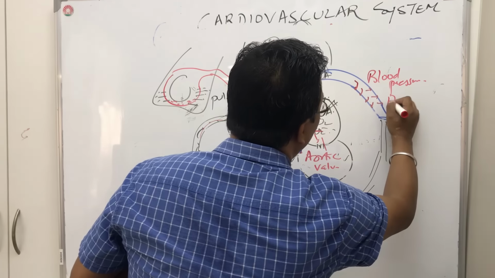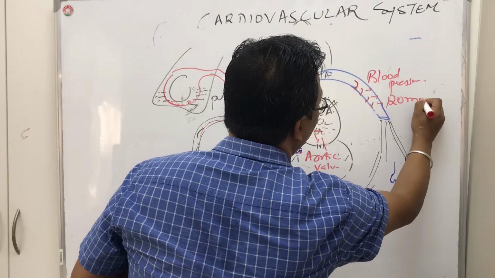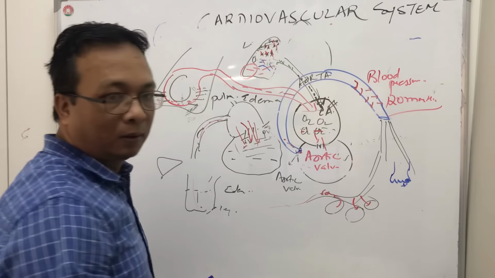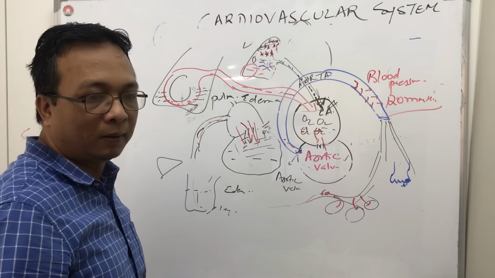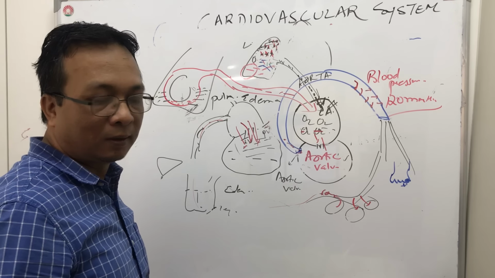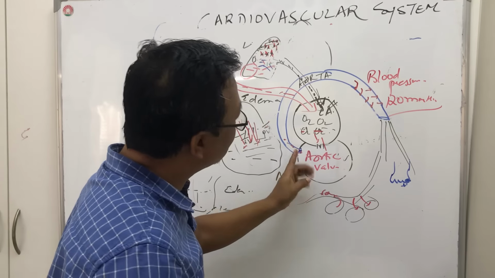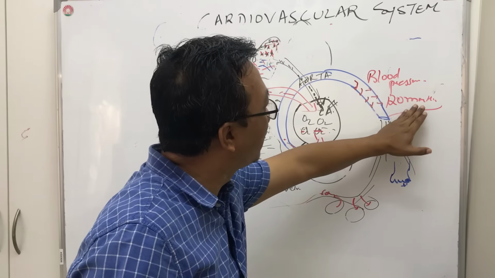So this blood pressure is 120 millimeter of mercury. When we measure it, it's 120. Okay, let's not say mmHg.